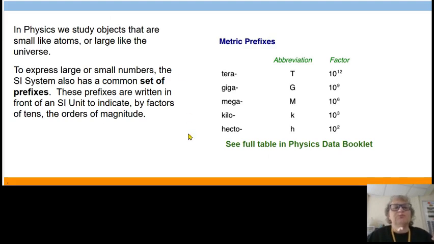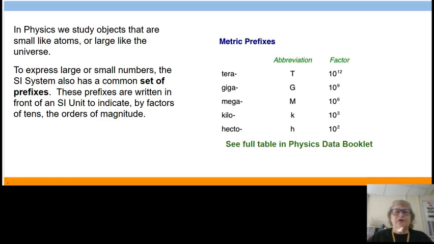So to express those large numbers or those small numbers, we use a set of prefixes that tell us what those numbers mean. For example, if I were to say I weigh 30 kilograms, kilo is the same as saying times 10 to the third, or 1,000. So a kilogram is 1,000 grams.